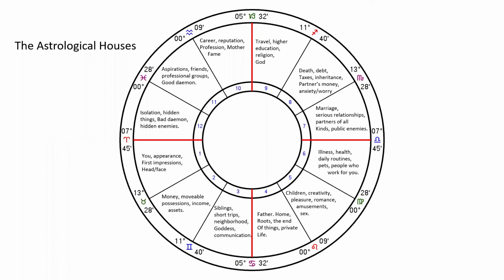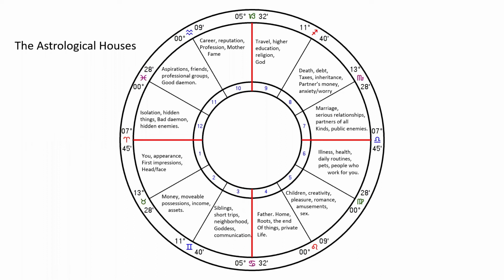It can also represent, in general, your health. The seventh house represents traditionally marriage. In these days, it's any one-to-one serious relationship. It's partnerships of all kinds. Also enemies, if they're public enemies.